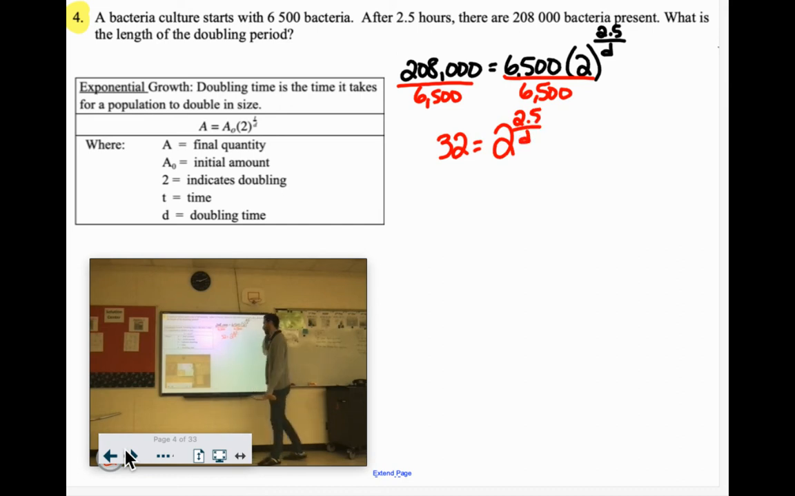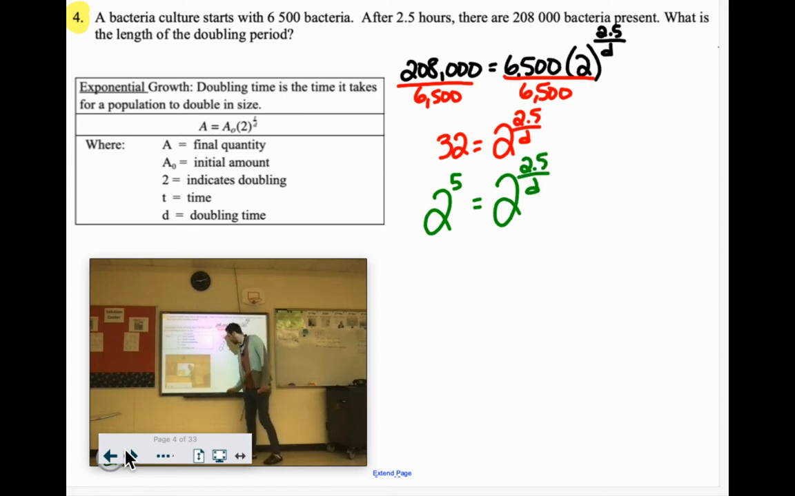Now there's a few ways we can do this. 2 with an exponent can give you 32. 32 is 2 to the 5th power. So sure, you could log both sides, but if it works out evenly like that, it'll probably just be easier to solve it where we're just solving the exponents. So 2 to the 5th equals 2 to the 2.5 over d. So now if we're solving the exponents, we'll have the equation 5 equals 2.5 over the doubling time d.